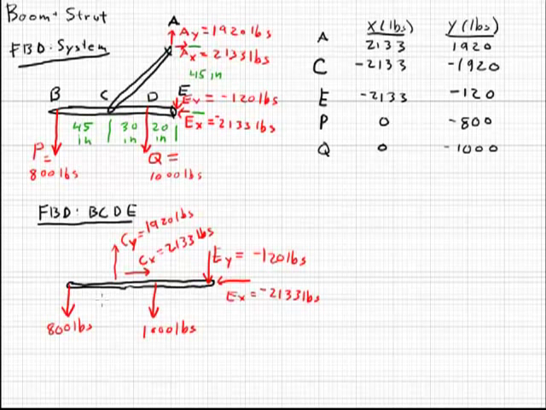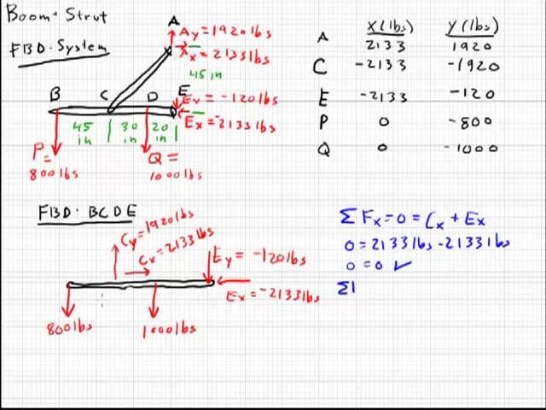Now we can just add up the forces. In the x direction, they equal 0. And we have CX plus EX, and 0 equals 2,133 pounds minus 2,133 pounds. 0 equals 0. Excellent. That checks out.